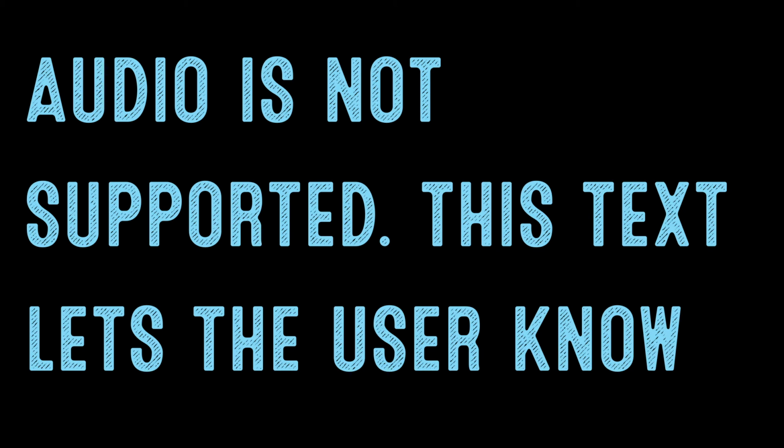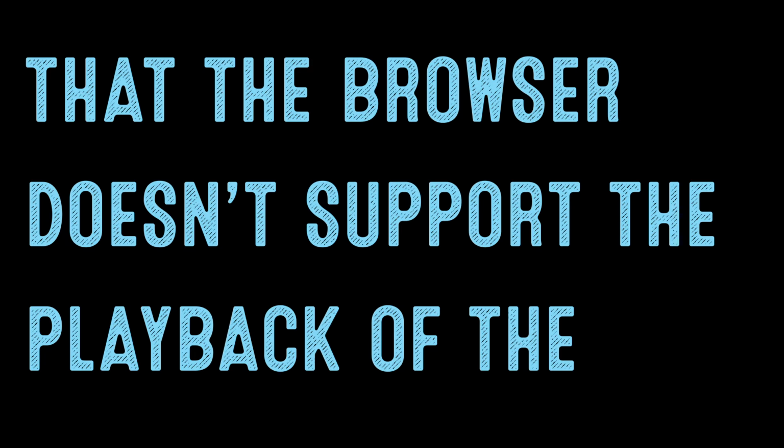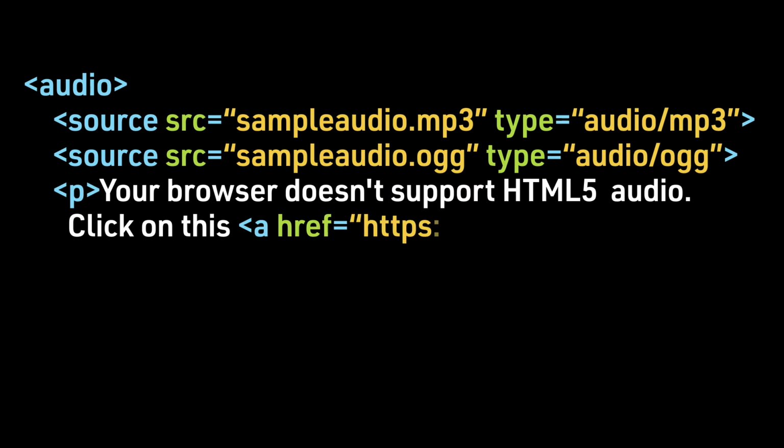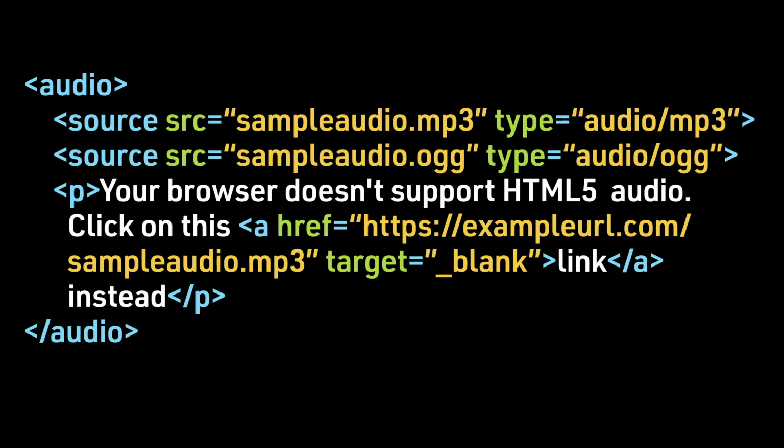This text lets the user know that the browser doesn't support the playback of the audio file, and can indicate a link to where the audio is hosted instead. Here is an example of an audio element. So in this code example, we have provided an .mp3 file and a .ogg Vorbis audio file. If neither of these file types is supported, there is a link to where the file is hosted.